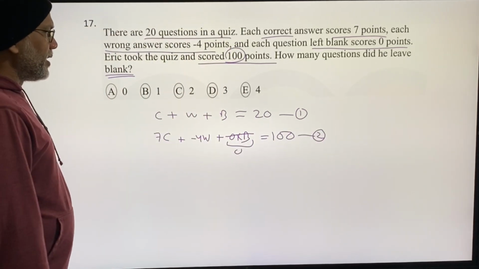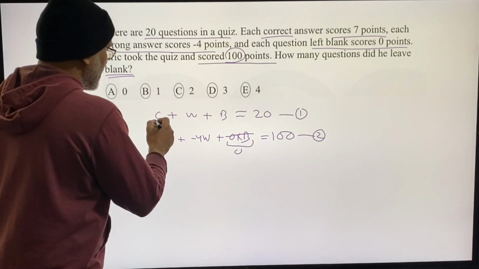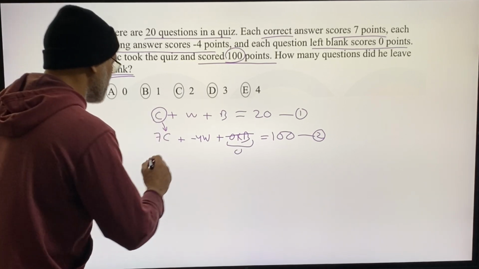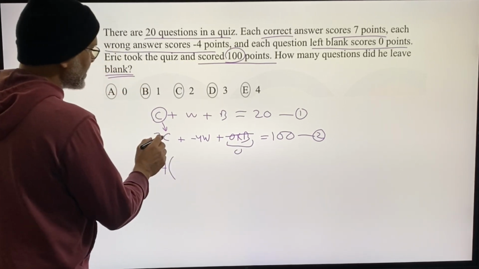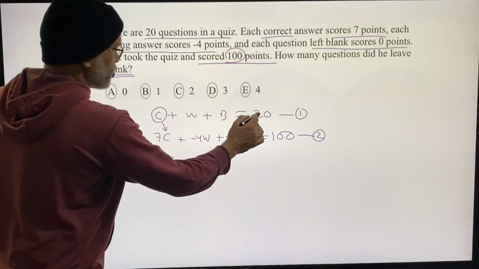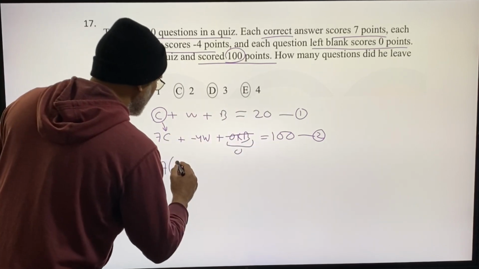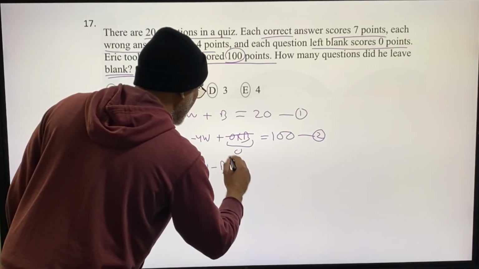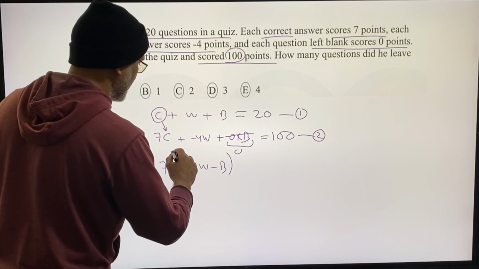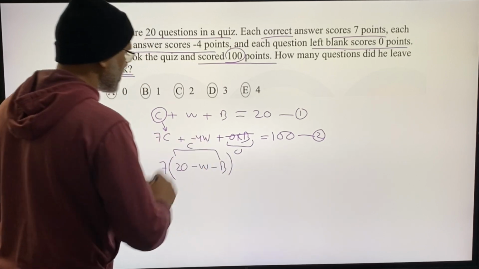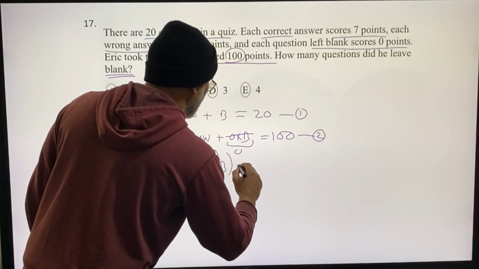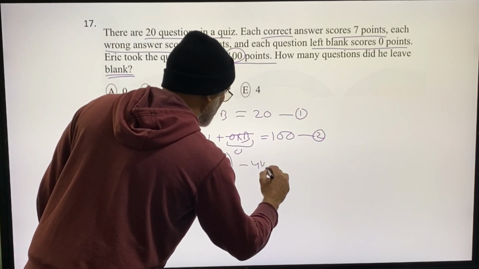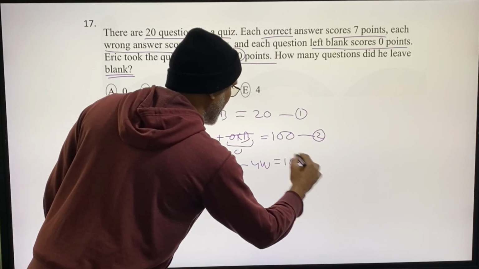Now what I can do is try to substitute C from equation 1 into equation 2. So 7 times, what is C? C is 20, and I'll take W and B to the other side, so 20 minus W minus B. This whole thing is nothing but C. And then this plus and minus is going to be minus 4W. This must be 100, right?